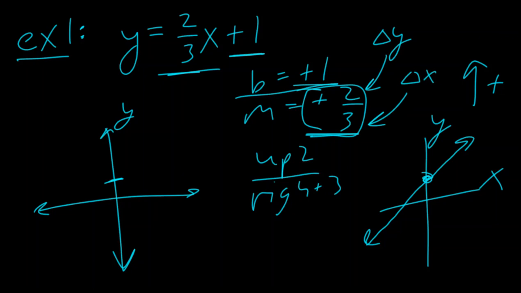So imagine this, when you're going up on the y-axis, that's positive. When you're going down on the y-axis, that's negative. When you're going right on the x-axis, that's positive. And when you're going left on the x-axis, that's negative. So positive 2/3 is going up 2, right 3.